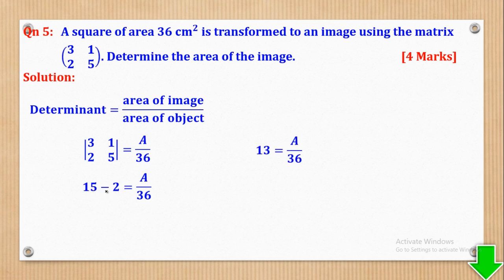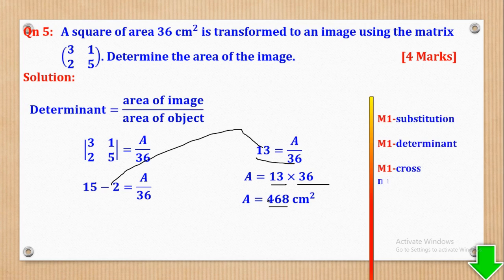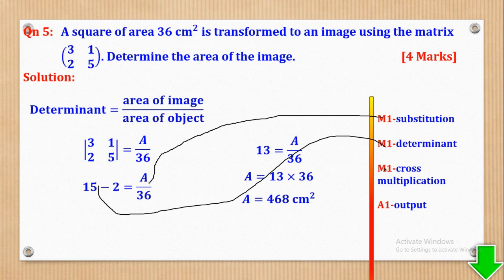So next, 15 minus 2 gives 13, and when I cross multiply, this goes to this side to come up with 13 times 36. Therefore, the area will be 468 centimeters squared. So basically that's what they wanted, and now let's see how much can be awarded. M1 for substitution at this point, and M1 for getting the determinant, then another M1 for cross multiplying, and A1 for the output.